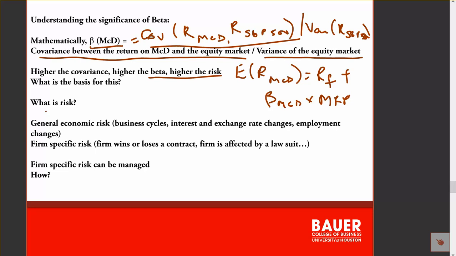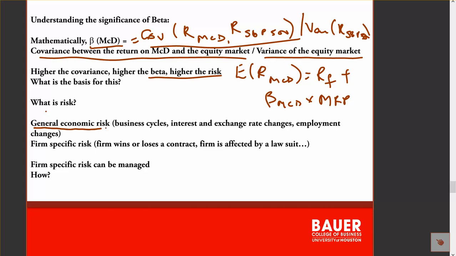What is the basis for this? Why is it the case that beta measures risk, right? Why is it that covariance with the market, the higher the covariance with the market, the higher the risk? One way to think about that is, what is risk when it comes to stocks? Why do stocks move? Meaning, why does their rate of return change? Why do prices change? Two sources of risk, broadly speaking.